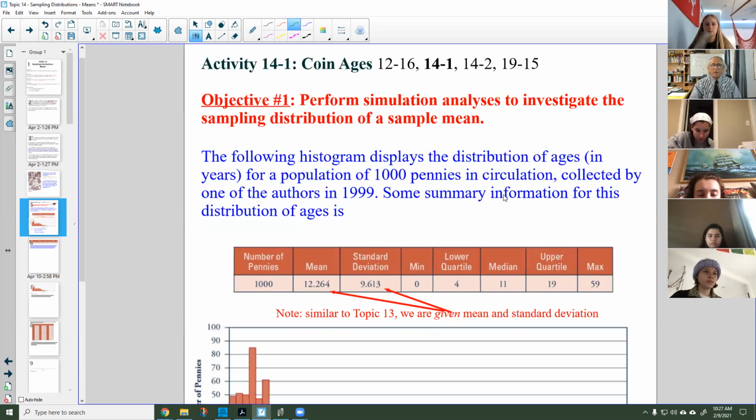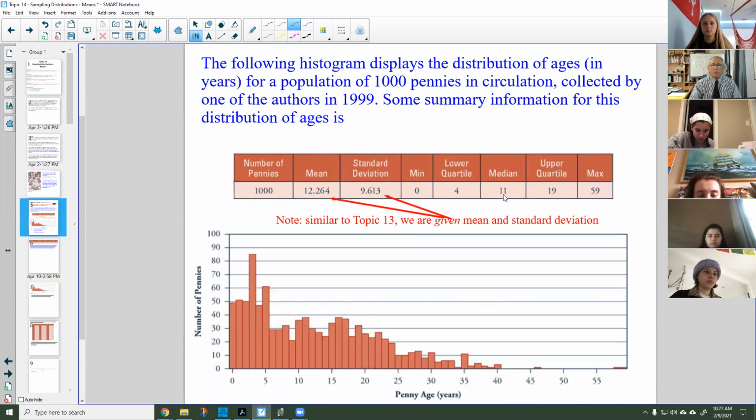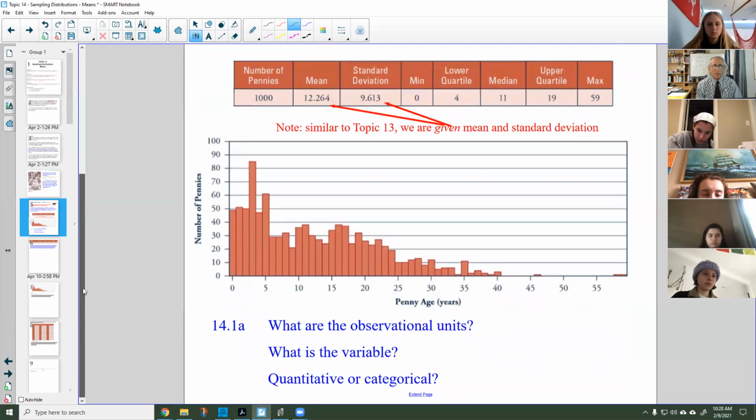what the authors did was they went out and they got 1,000 pennies. Now we are calling that 1,000 pennies a population. So the population is 1,000 pennies, and they collected these a while back in 1999. And here is the summary information for the distribution of ages of the pennies, how long they stayed in circulation.